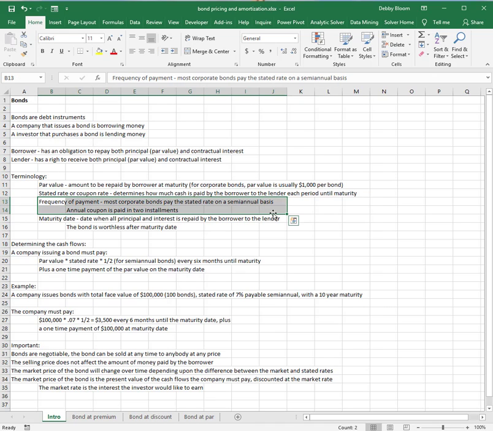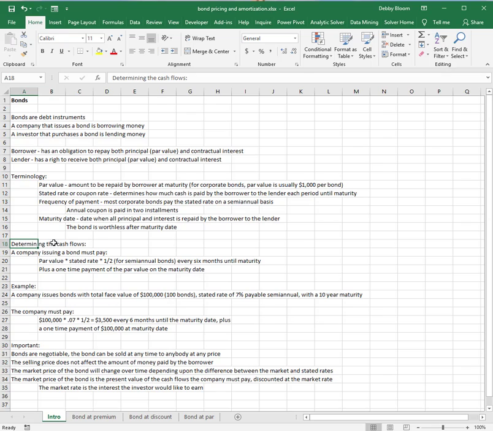Most corporate bonds will pay that stated or coupon rate on a semi-annual basis. So the entire year's interest is paid in 2 installments. And finally, the issuing company will set a maturity date, the date when all principal and interest is repaid by the borrower to the lender. The bond is worthless after the maturity date.